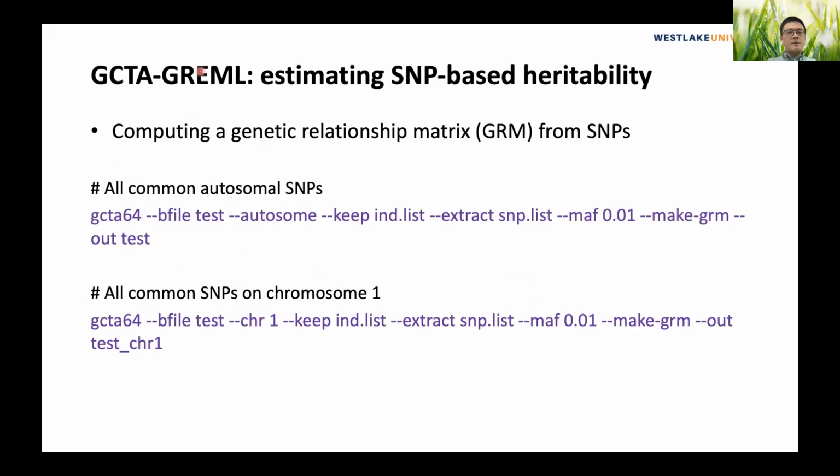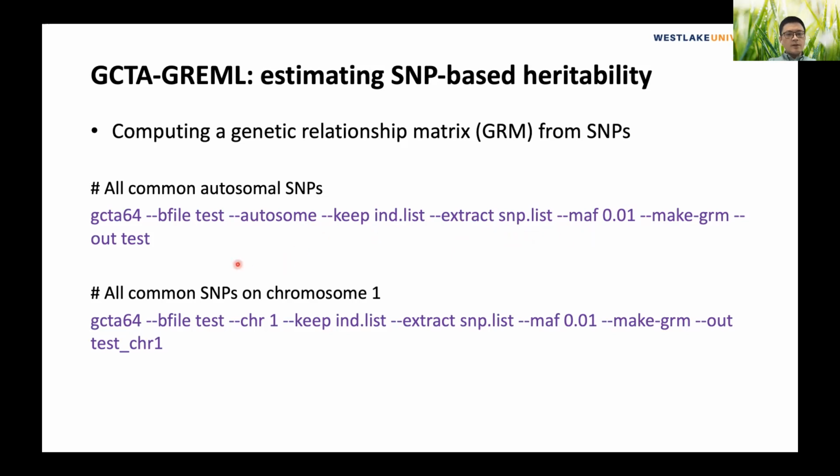So the main character today is GCTA-GREML. There are 2 steps to run GREML. The first step is to create a GRM. Here is a command to run the analysis. We tell the program to read a genotype file in Plink format. We tell the program to run the analysis on the autosomes, and we also have options to include or exclude a specific set of individuals or variants.